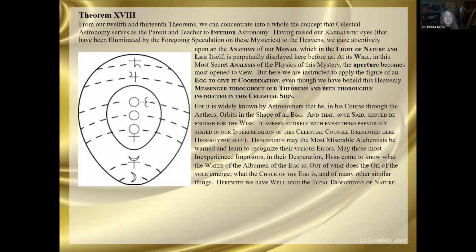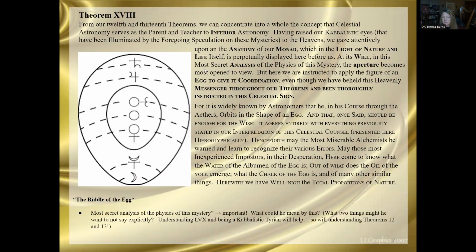All right, back to Theorem 18, the riddle of the egg. What you want to solve is this most secret analysis of the physics of this mystery. What could he mean by this? And the hint that will help you is to think about what he can't say explicitly. Yeah, he said Kabbalah, Kabbalah, Kabbalah over and over again. He hasn't ever said, though, for example, that in the Sefer Yetzirah, the 22 Hebrew letters create the world. And I don't think, just my interpretation, that this is Dee being coy.